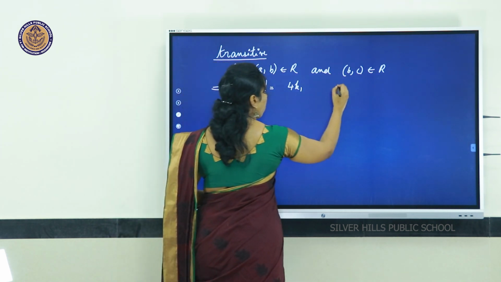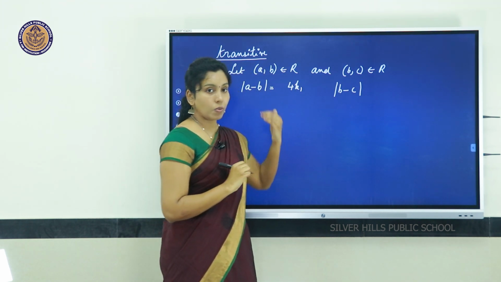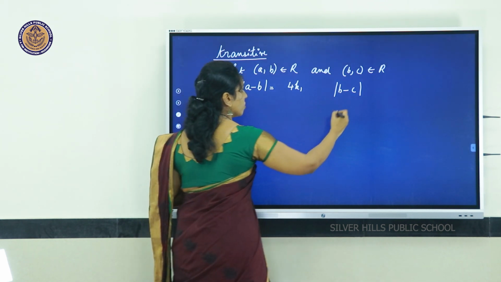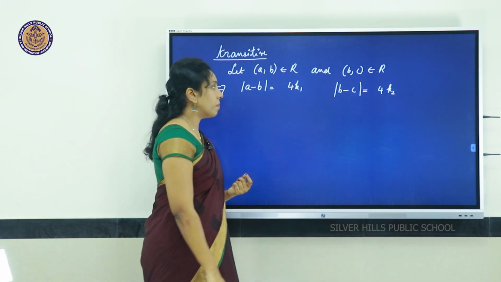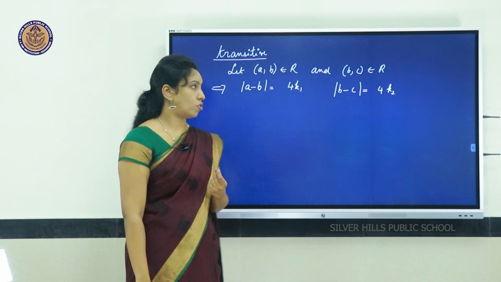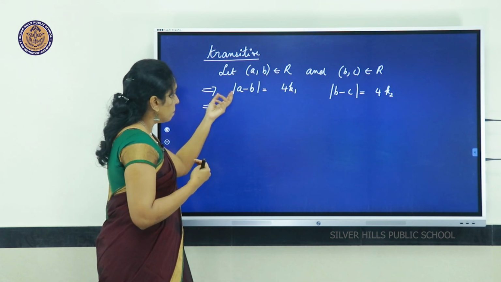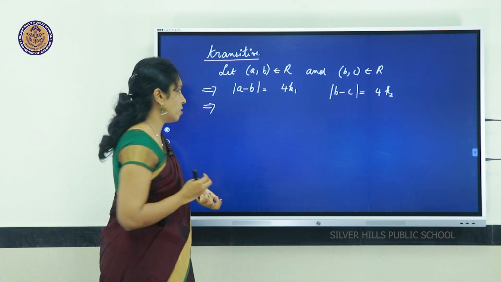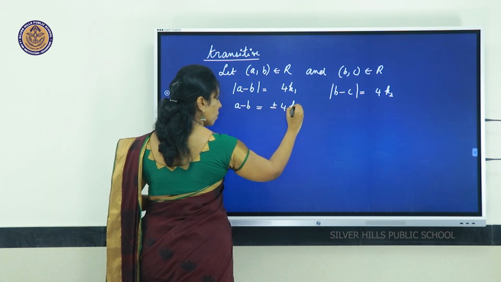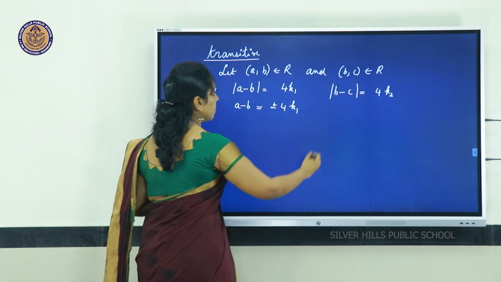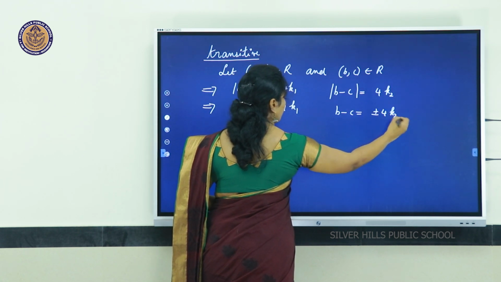Same way, (B, C) belongs to R means mod B minus C is also a multiple of 4. So, I denote it using this. Mod B minus C is equal to 4k2. Now, this implies, if I remove the modulus, the number inside the modulus can be positive or negative. So, I can write A minus B is equal to some plus or minus 4k1 and B minus C is also some plus or minus 4k2.